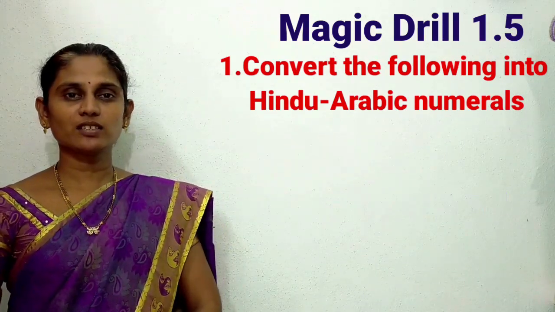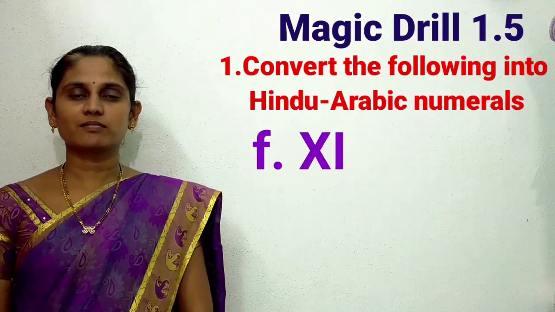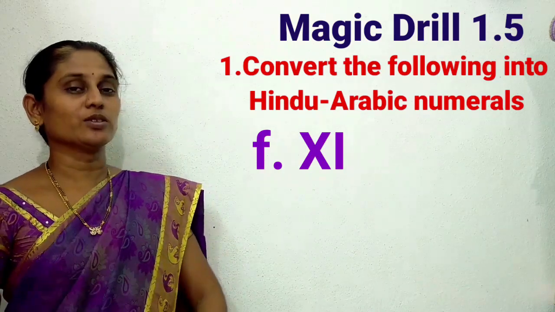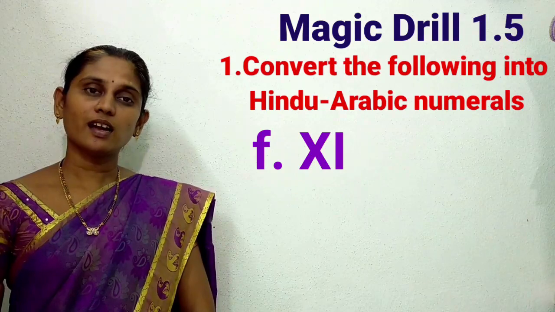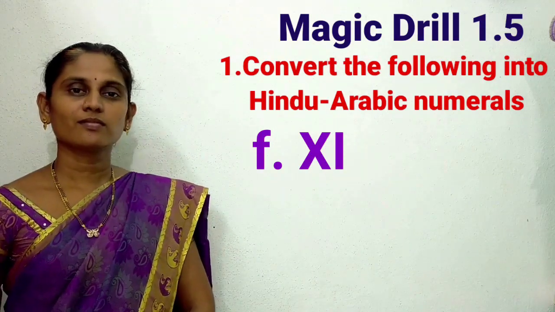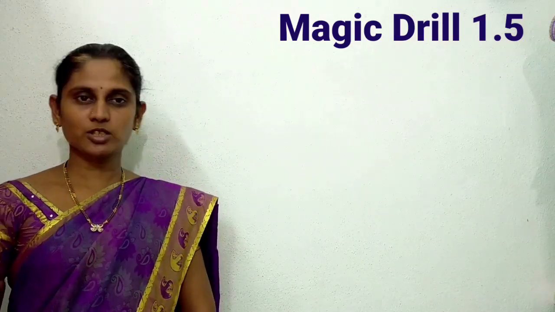Now look at the last one. X, I. You have to tell me the answer. Very good. So the Hindu-Arabic numeral of X, I is 11. Very good. Now we'll move to the next Roman.